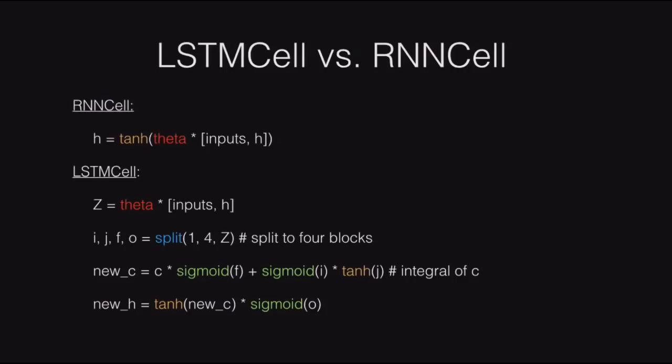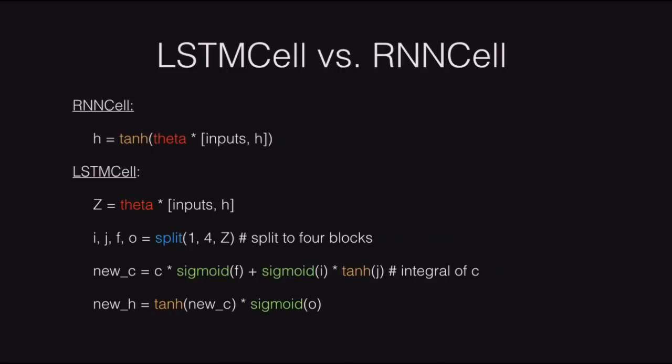Okay, so I want to revisit this long short-term memory business a little bit. What's a long short-term memory? If you use an RNN cell, basically you concatenate your input and your hidden state, multiply by some theta, and then apply some activation function, let's say a hyperbolic tangent. That's the simple function for an RNN.